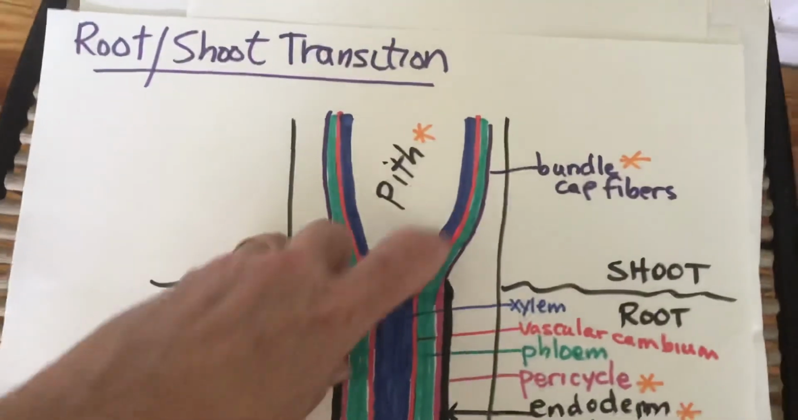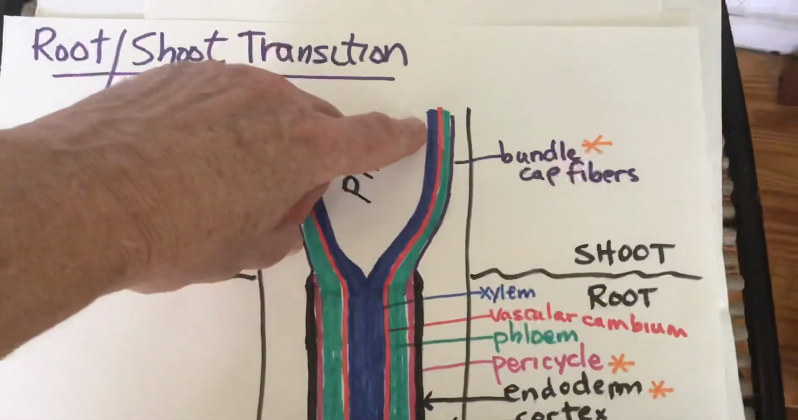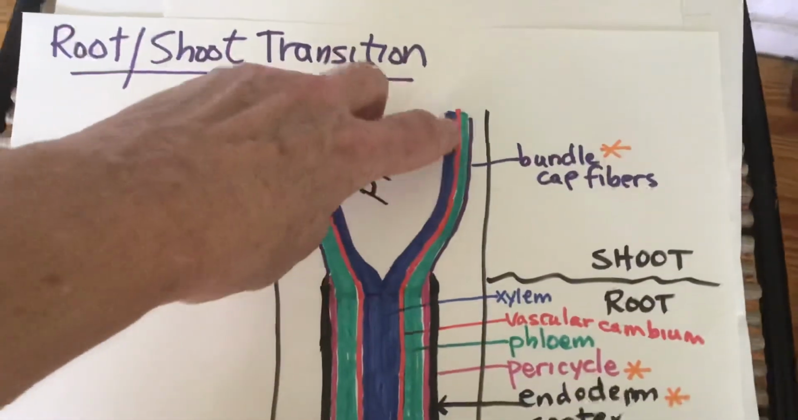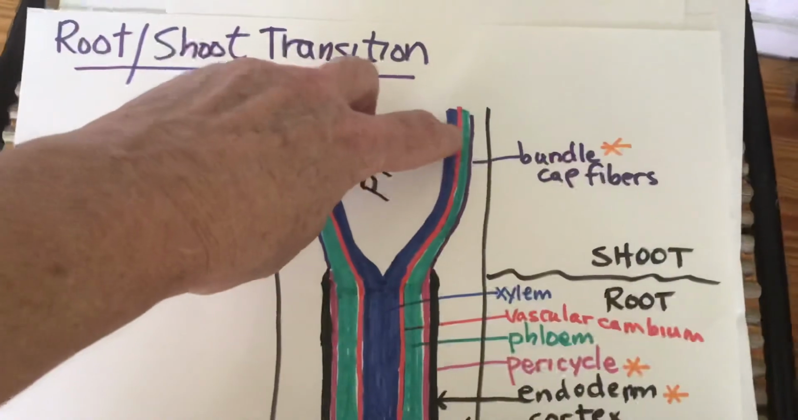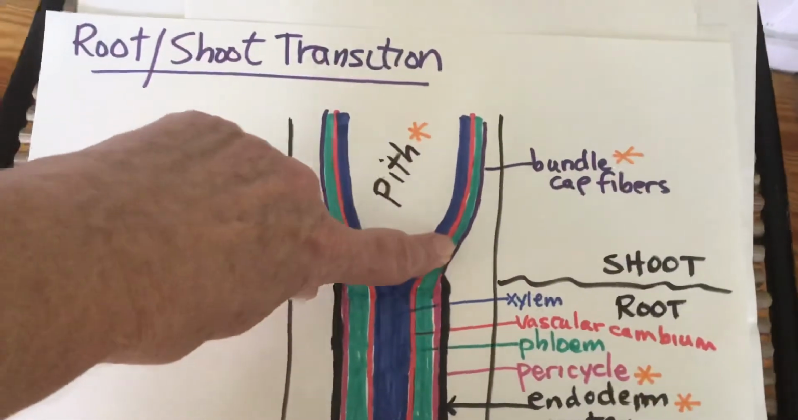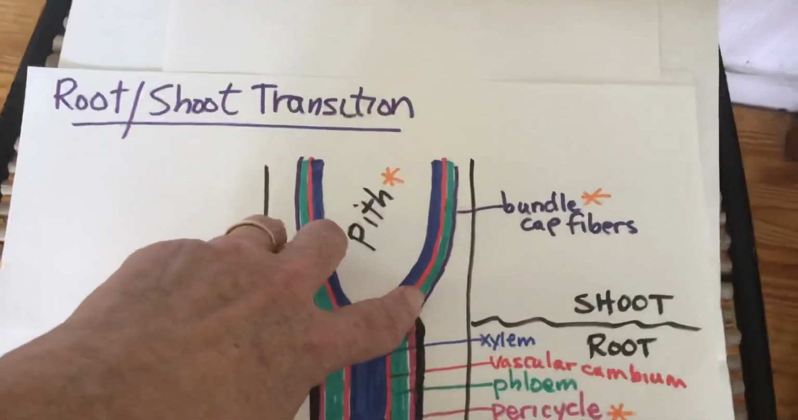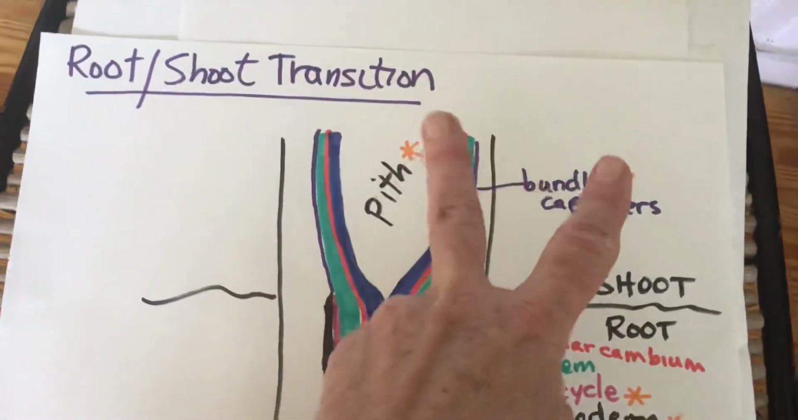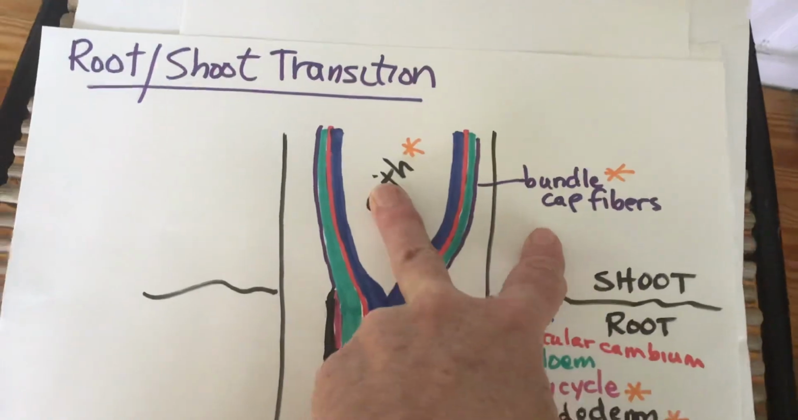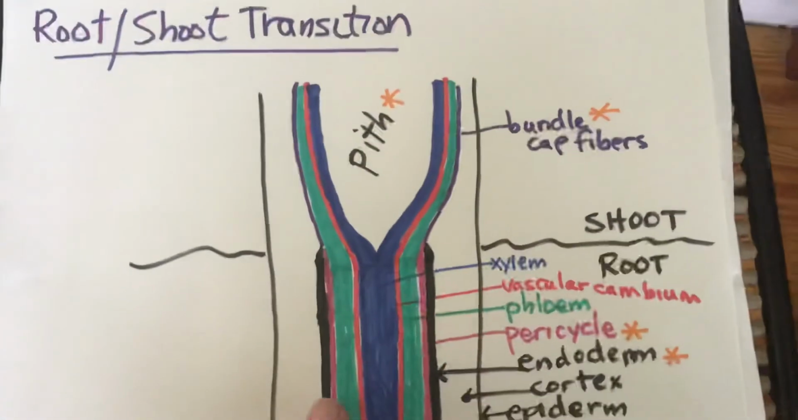And each vascular bundle, of course, is going to have the xylem on the inside, the vascular cambium, and phloem, and then of course in the shoot we're going to have a bundle cap. So the bundle cap fibers will be there, and of course the pith that exists in the shoot does not exist in the root.